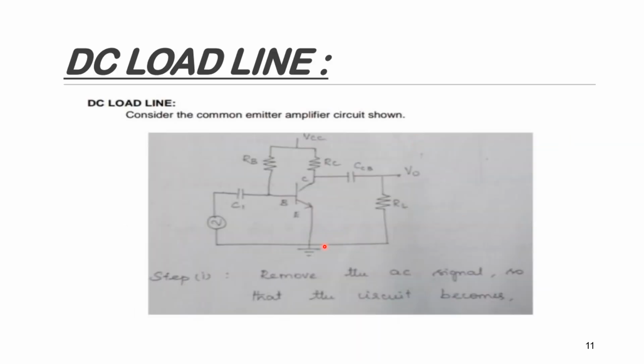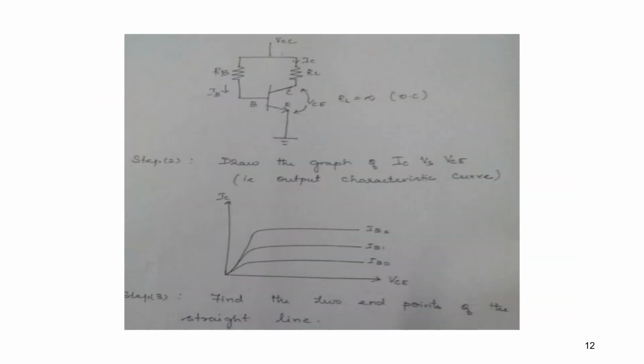So the DC load line, CE configuration, VCC applying resistances RB and RC. For AC, make AC equal to 0. We need to use only the DC supplies to fix the operating point. So make AC 0 without applying input voltage. So VCC. Here, for the output, see the KVL for the output.